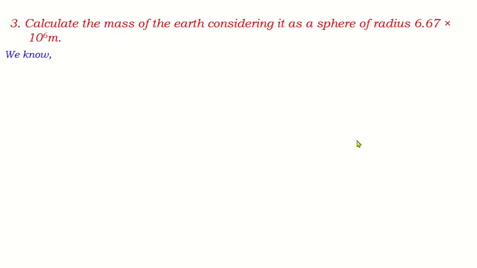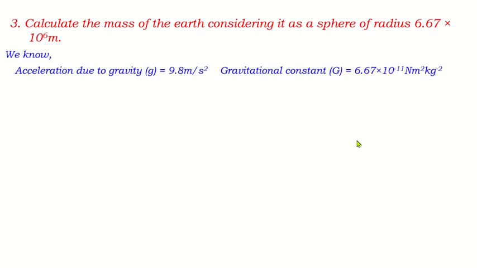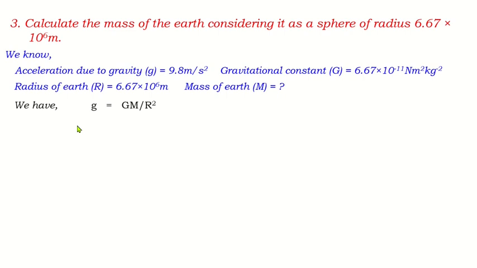So I am writing here, we know that acceleration due to gravity is 9.8 meter per second square, and the gravitational constant capital G is 6.67 into 10 to the power minus 11 Newton meter square by kg square, and the radius of the earth which is given is 6.67 into 10 to the power 6 meter, and the mass of the earth we are going to calculate. Now I am taking the value of each of them: small g 9.8 meter per second square, capital G 6.67 into 10 to the power minus 11 Newton meter square by kg square, and M remains the same. Radius is square, radius is 6.67 into 10 to the power 6 meter whole square.